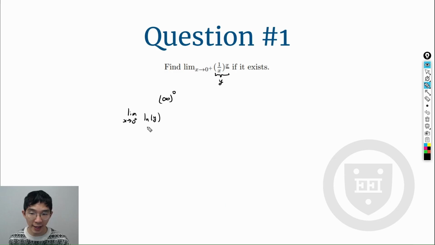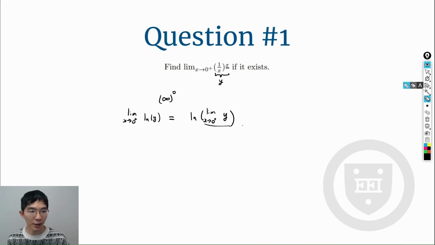The reason we do that is because if we can find this, then it is the same thing as ln of the limit as x approaches 0 from the right of our expression at hand. Which means as soon as we find that, we can figure out the original limit by taking the whole thing to the power of e, and that would give us the answer. Okay? So let's start by focusing on finding this.